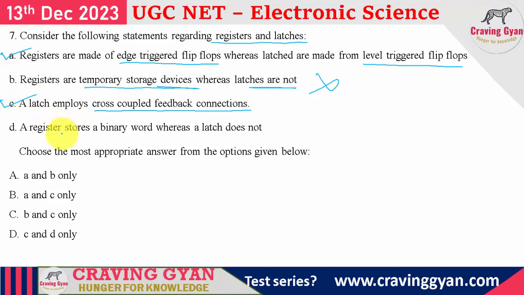Whereas in the last option, they are telling that a register stores a binary word, whereas latches do not. So a register is a storage element. It can store 1 bit of information, 2 bits, 3 bits, 4 bits, based on the number of flip-flops that we are going to use, so register memory is going to vary. So option D is also wrong. So A and C are going to follow. Nothing but option 2 is correct.